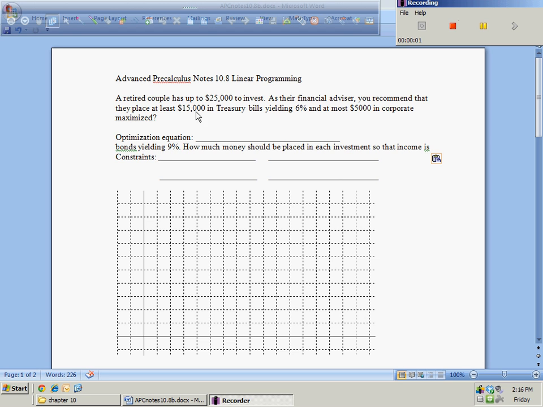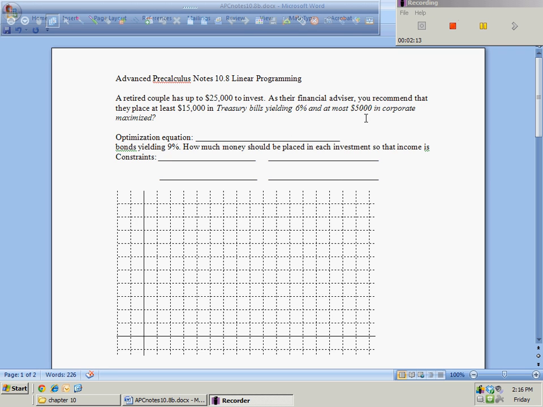So in this one, what you're doing is you're investing some money, and you have two different kinds of investments. You have treasury bills, and treasury bills you can invest in, or you have treasury bills or bonds.